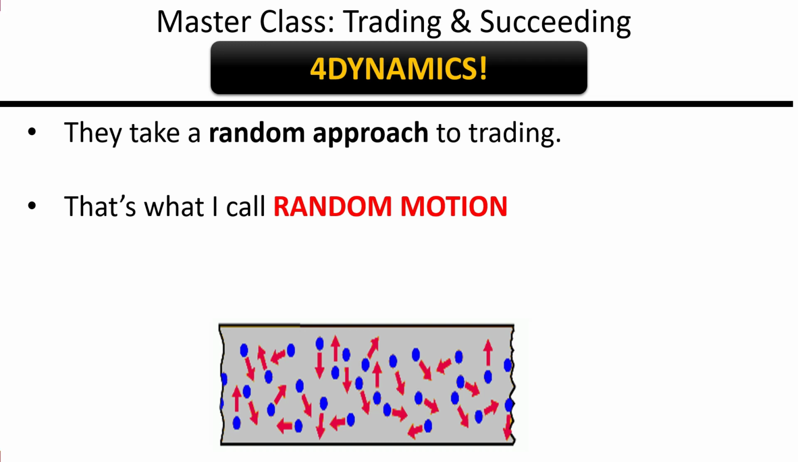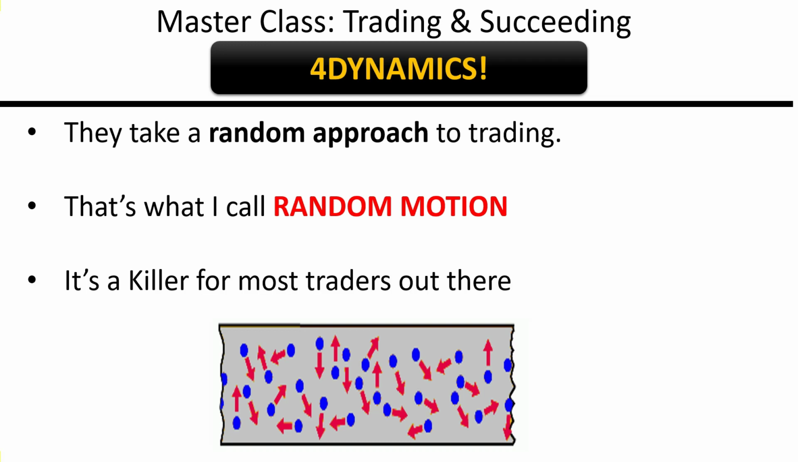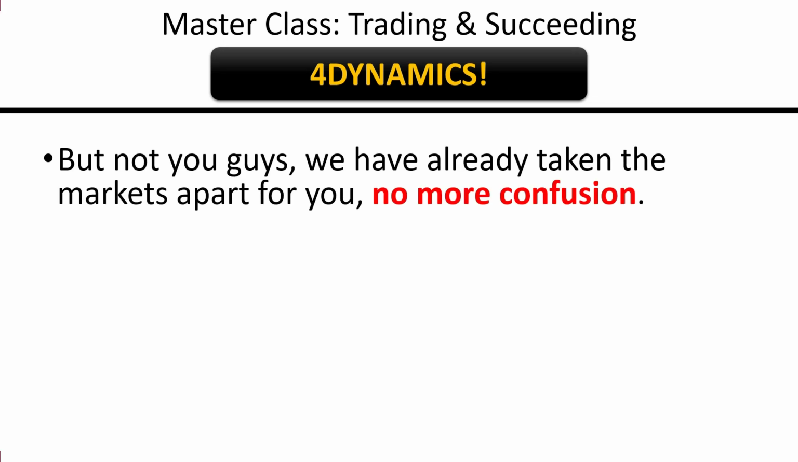Trading is no different. Well, we don't have that with our traders. We don't have random motion. The 4 dynamics takes away random motion, okay? And it is a killer for most traders out there. It really is. Random motion sends people all over the place, and that's why they lose a lot of the money. But you guys, you've already taken the markets apart, so there is no confusion whatsoever.